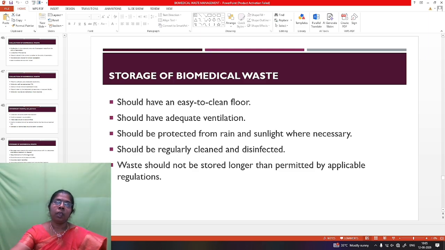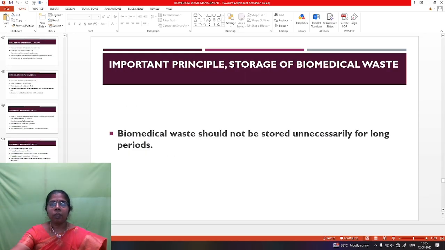That is, the area is not near the kitchen and so on. It should be a separate area, with water facilities and ventilation facilities, and protected from rain and sunlight. So these are the things we have to keep in mind in the storage of biomedical waste. And an important principle of the storage of biomedical waste is that it should not be stored unnecessarily for long periods.